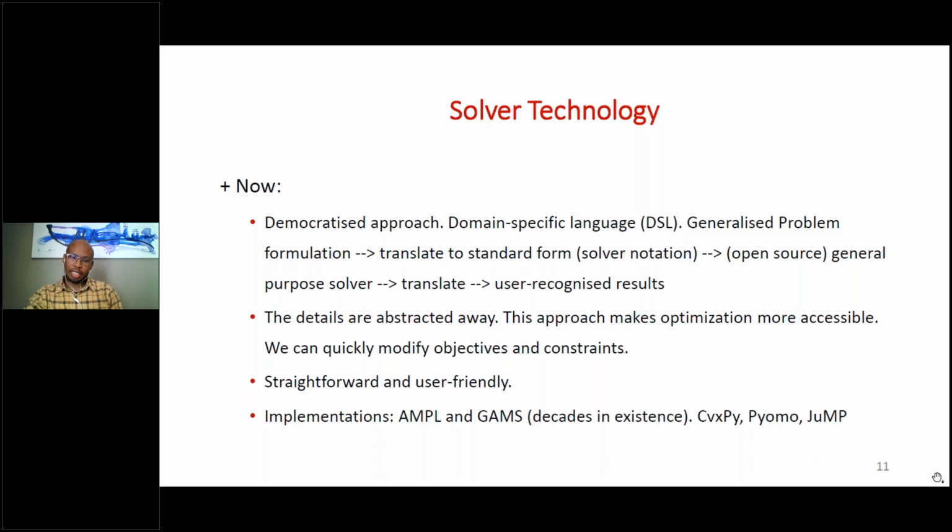This means the details are abstracted away. This approach makes optimization more accessible, as you'll see in a bit. We can quickly modify the problem's objective and constraints. It is straightforward and user-friendly. Implementations of these include AMPL and GAMS, which have been in existence for decades. Newer DSLs include CVXPy, Pyomo, and JuMP in Julia.